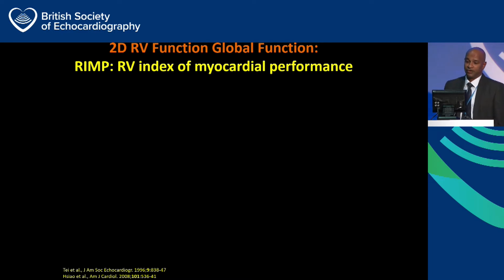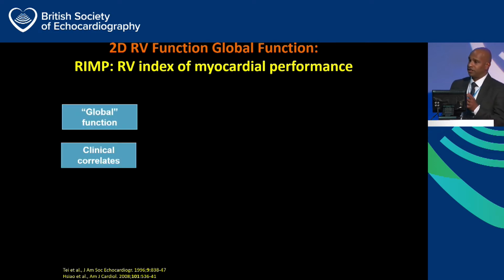So we mentioned systolic function. Moving on to a more global measure of function, and this is the right ventricular index of myocardial performance. So this is a global measure taking physiological measurements in systole and diastole. It has good clinical correlates with other imaging modalities, and also there's good data showing that it improves as diseases that affect the right heart are treated, such as pulmonary hypertension.